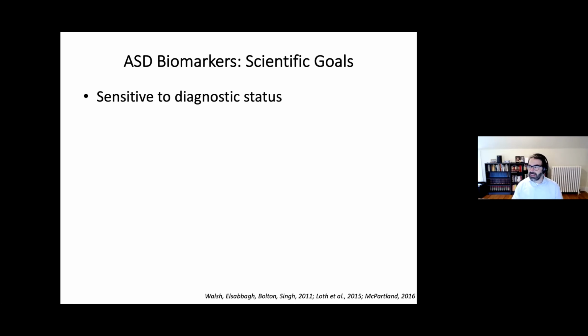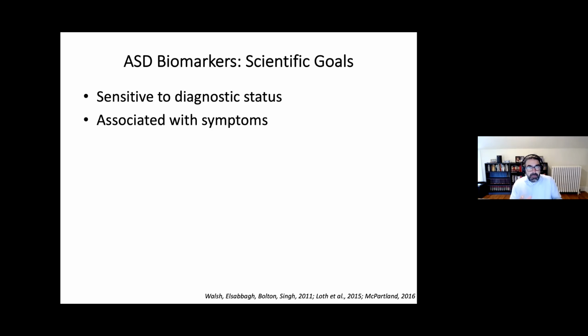So these are things that I think that a biomarker should be sensitive to diagnostic status. I don't mean to go back on what I said. To be sensitive to diagnostic status isn't to define diagnostic status. But I think if we're not, at least on average, seeing some differences in biomarker values between people with a diagnosis and people without, there's a low likelihood that it's telling us something meaningful about autism.